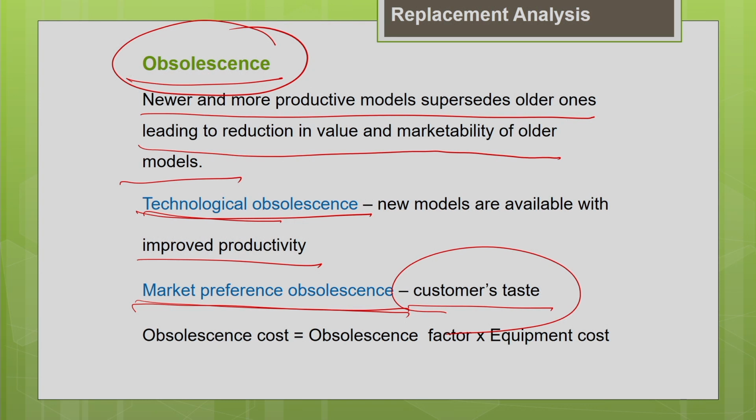So basically this obsolescence value is expressed as a percentage of equipment cost. This factor I can get from literature for different types of equipment, for different operating conditions, for different conditions I can get the obsolescence value. So we can make use of that for estimating this obsolescence cost.